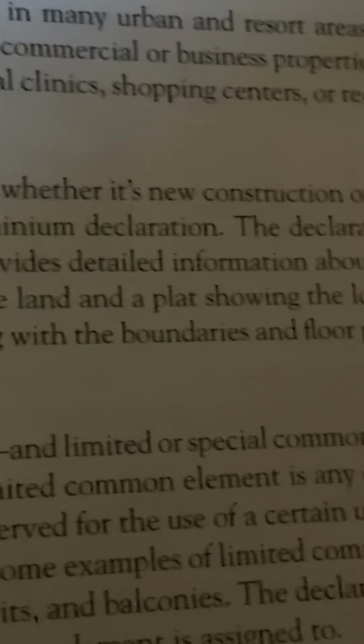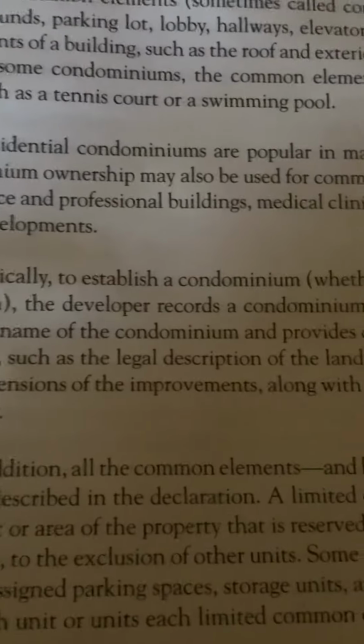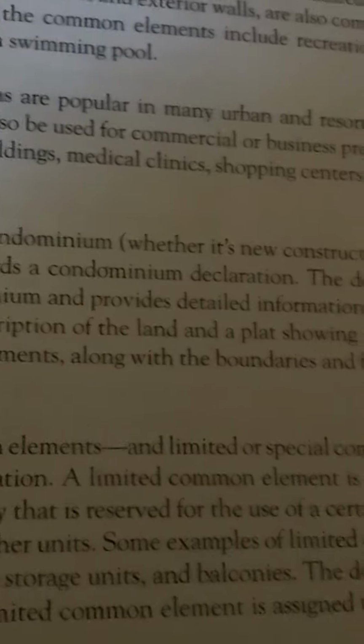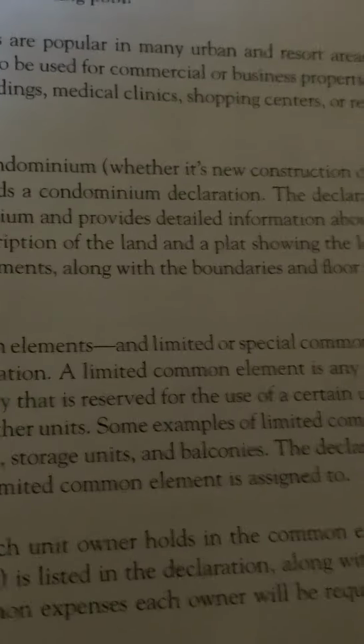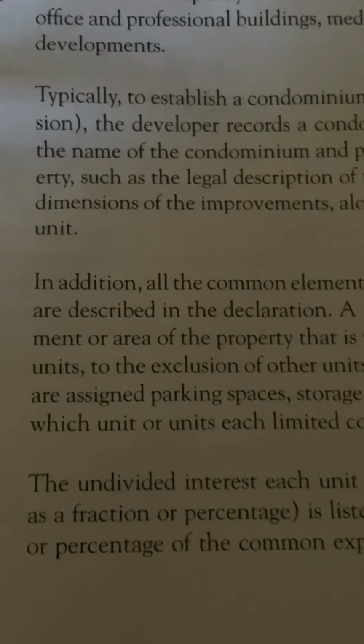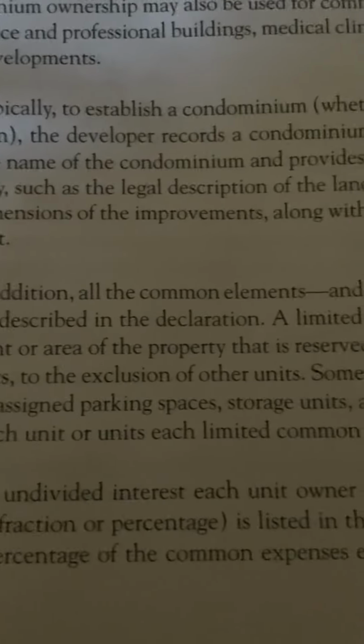condominium declaration. The declaration states the name of the condominium and provides detailed information about the property, such as the legal description of the land and a plat showing the location and dimensions of the improvements, along with the boundaries and floor plan of each unit. In addition, all the common elements and limited or special common elements are described in the declaration.